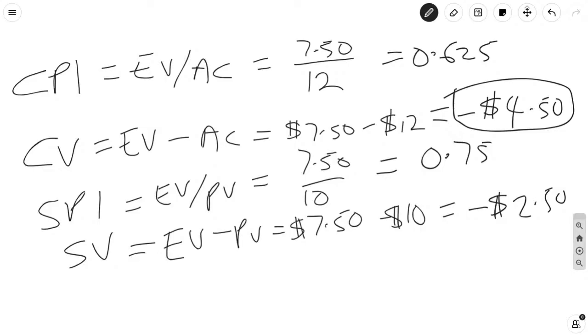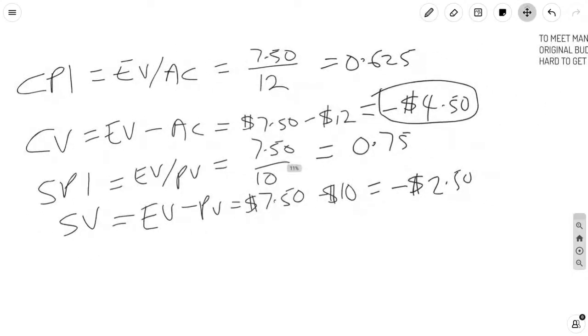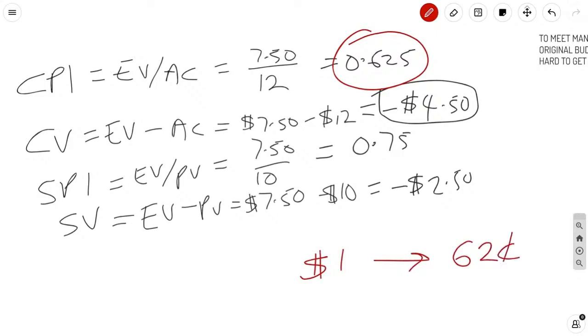So what do these numbers mean? Let's go through them one by one. 0.625 means for every dollar you're spending, you're only getting 62.5 cents of value out of a dollar. You're hemorrhaging money. You're wasting money. That's what it means. And then the 4.50 means you are $4.50 over budget.